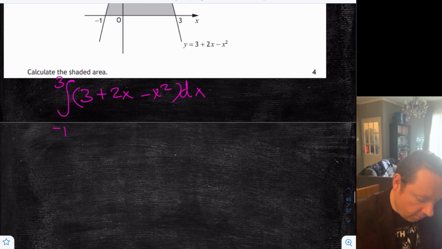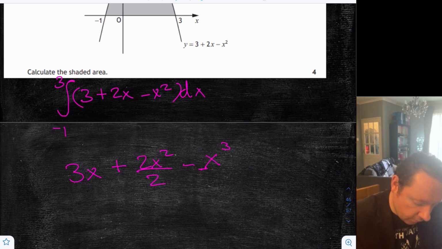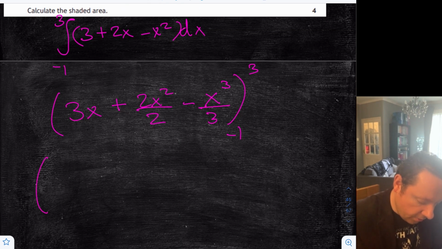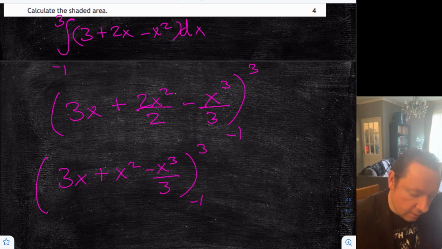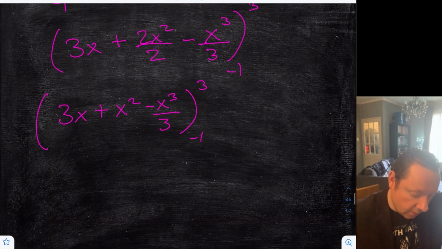So that gives me 3x plus add 1 to the power, divide by the new power, minus add 1 to the power, divide by the new power, between -1 and 3. Tidying that up, 3x plus x squared minus x cubed over 3, between -1 and 3. You've got most of the marks so far. We just need to sub in our numbers now.